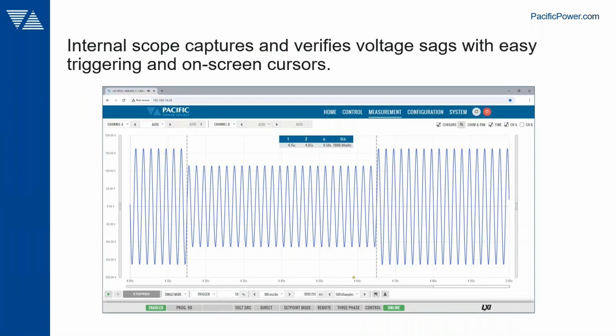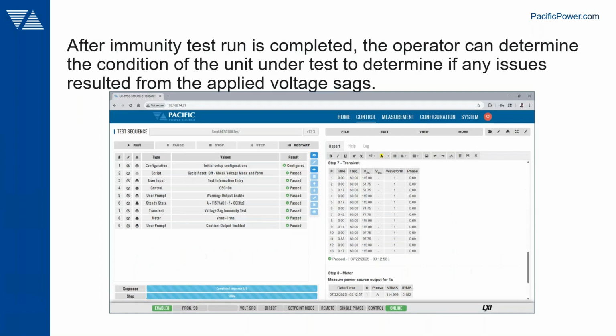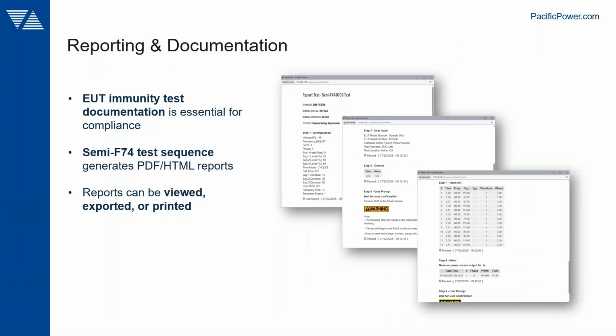This looks like a 70% dip by the looks of it, and the duration is shown with the cursors there. So you can see that it lasted for the amount of time that's required. At the end, you can determine, by observation, if there was any hiccup on the equipment. It's not something the power source can really determine. It's just providing the voltage anomalies, so the user has to monitor and observe the equipment for normal operation. If so, you can select a pass result, which will be incorporated in the report.